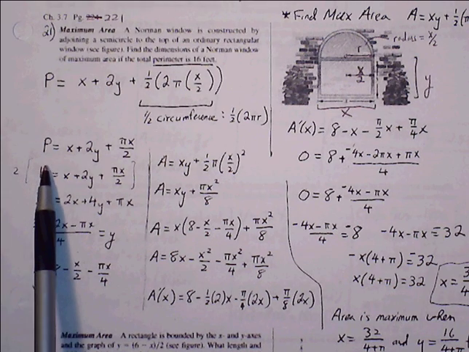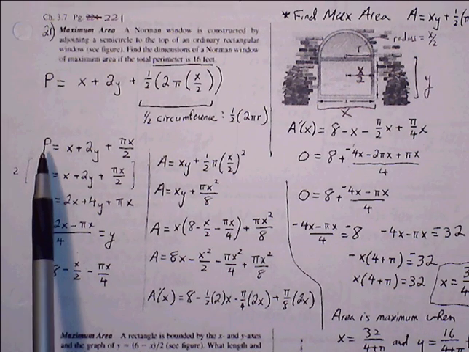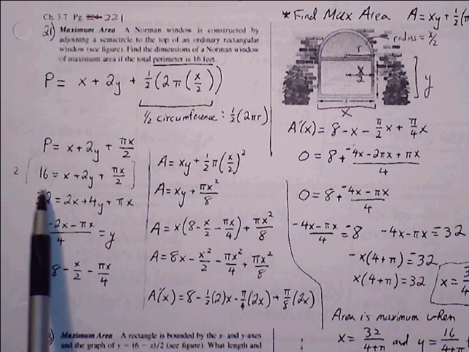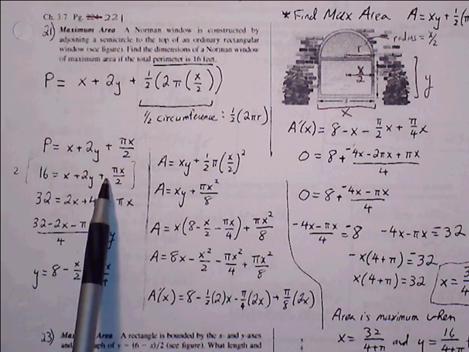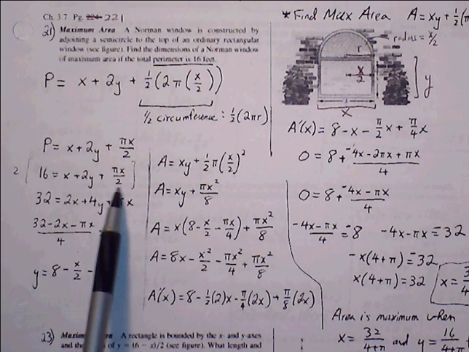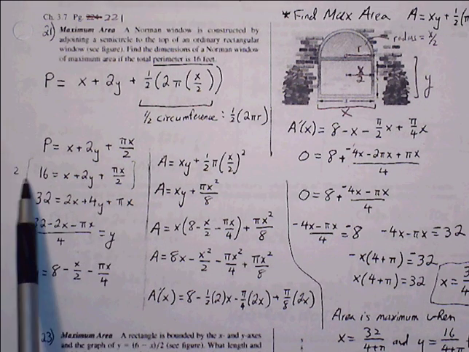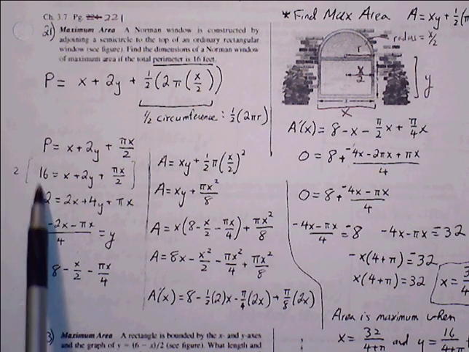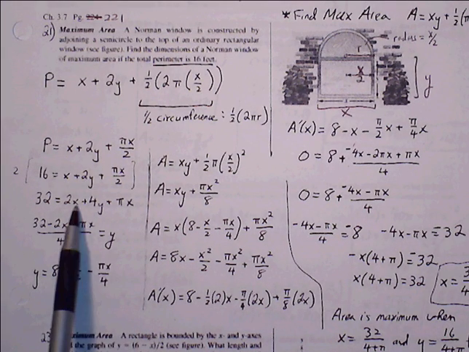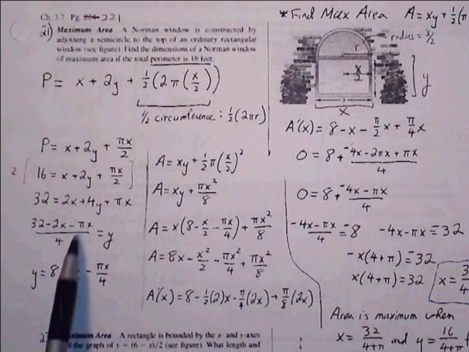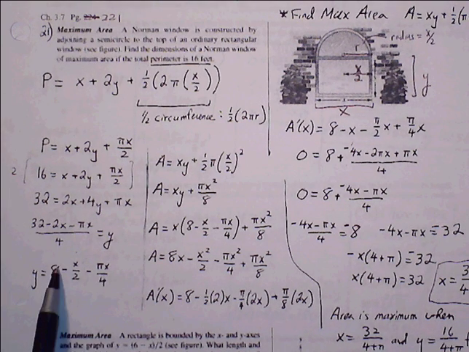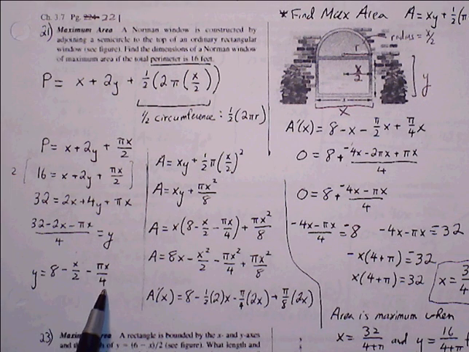Now let's go back to the perimeter here. We want to solve for y. We know the perimeter is going to be 16 feet, so we can replace P with 16. So 16 equals x plus 2y plus pi over 2 x. I'm going to multiply everything through by 2, that way I don't have to deal with this fraction here. If I distribute the 2 through, I get 32 is equal to 2x plus 4y plus pi x. If I solve for y, I can subtract 2x, subtract the pi x, divide everything by 4, and then simplify this expression to be y equals 8 minus x over 2 minus pi x over 4.